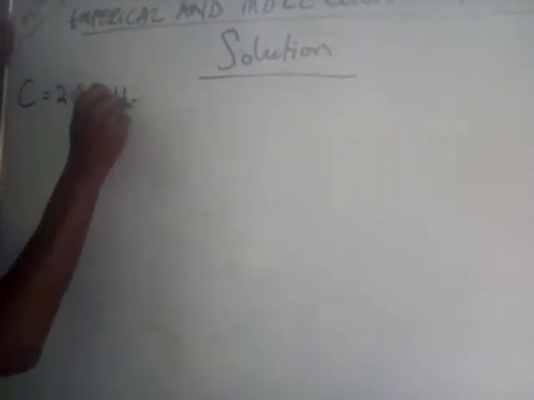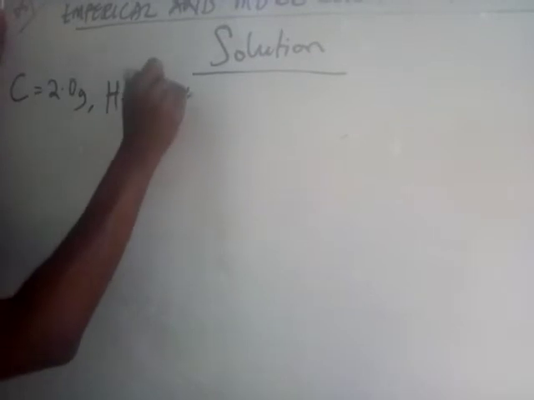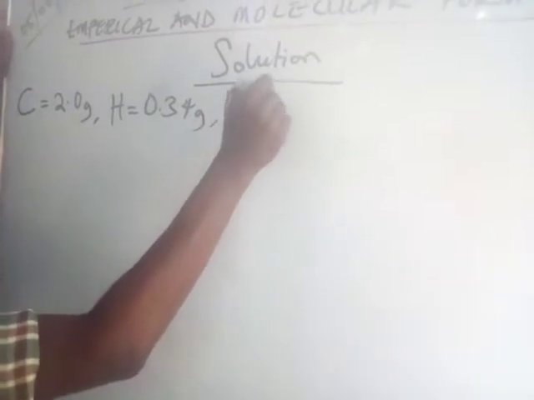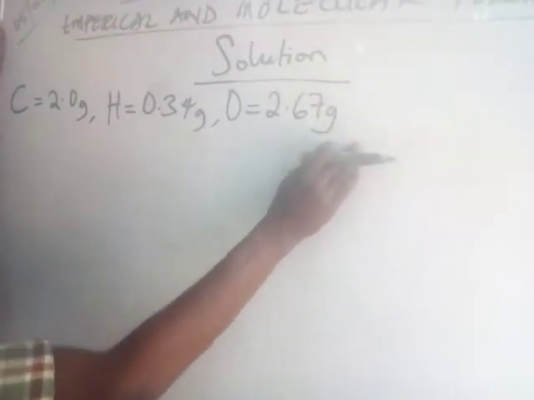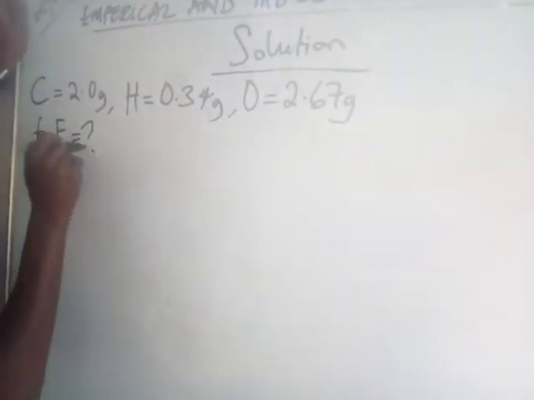Find the empirical formula of a compound which, on analysis, uses the following as the reacting masses. Carbon takes 2.0 gram. Hydrogen is equal to 0.34 gram. And oxygen is equal to 2.67 gram. Good. Now we are to look for the empirical formula and what?